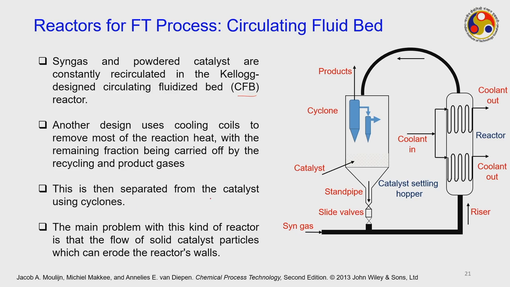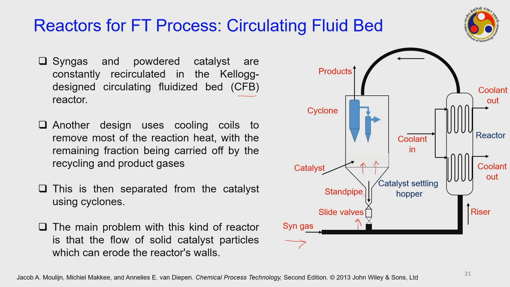This is then separated from the catalyst using cyclones. The main problem with this kind of reactor is the flow of solid catalyst particles, which can erode the reactor walls. Now let us look at the working of this particular reactor. So you have syngas coming in, entering through an adjustable valve. If it enters here, it enters through the catalyst bed, bubbling through it.